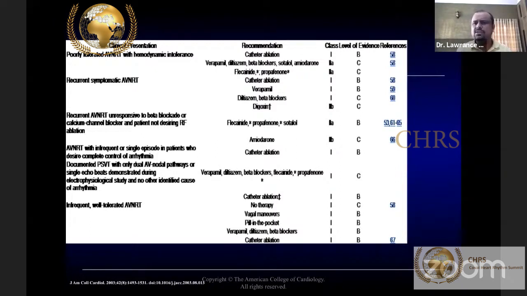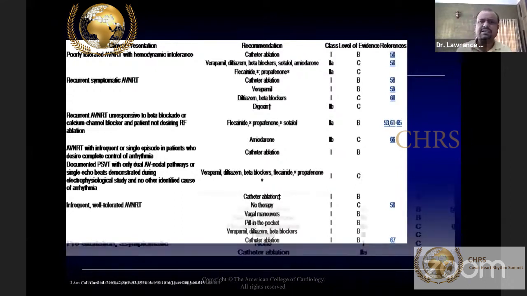So any patient who has a supraventricular arrhythmia and does not want to consider the drug, or you have given a drug and the patient is not effectively controlled with the drug, or the patient has a lot of side effects with the drugs, you can consider radiofrequency ablation if the patient has AV nodal re-entry.